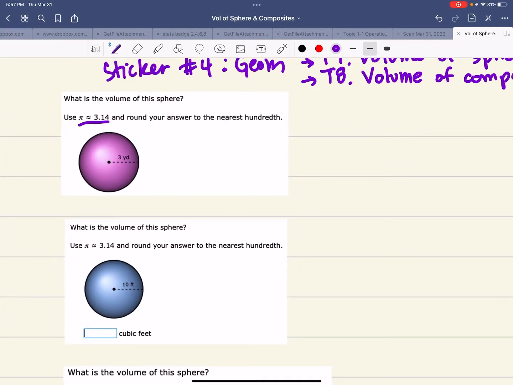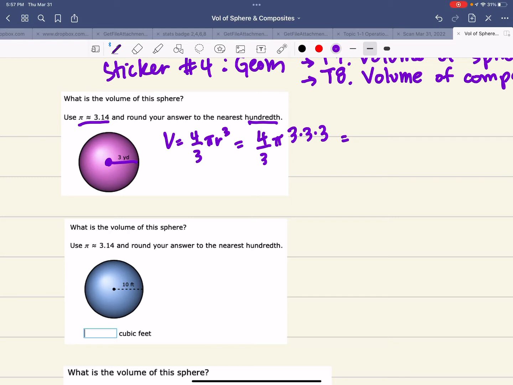Okay, so let's start with this sphere. It says use 3.14, round to the nearest hundredth. We talked about that last class, so we know the volume of a sphere. This is definitely the radius because it goes from the middle to the edge. So we just do this in a calculator. We crank out the number here.